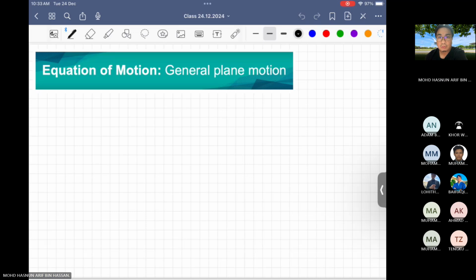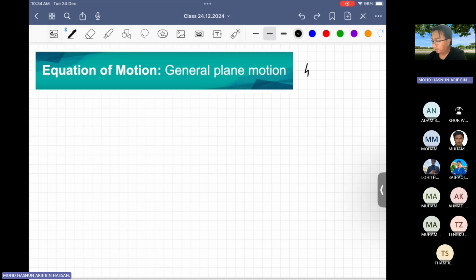So we will continue our class, which is currently we are discussing the final subtopic of this chapter, which is the equation of motion, general plane motion. Okay, so GPM. You are already familiar with this term because we have already discussed this in the first chapter.